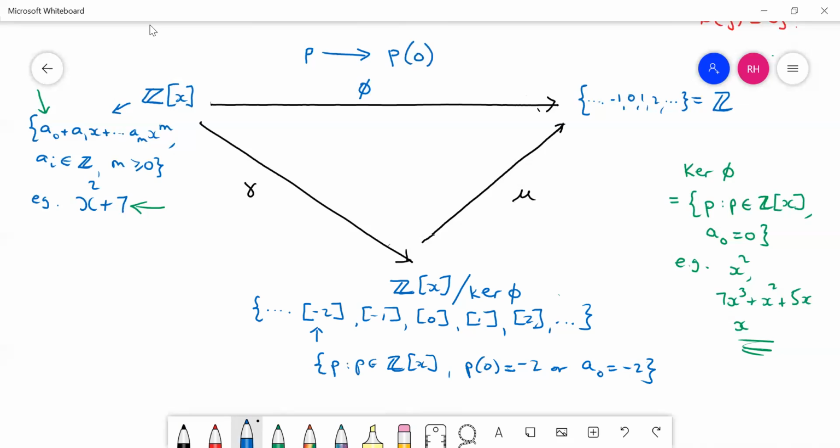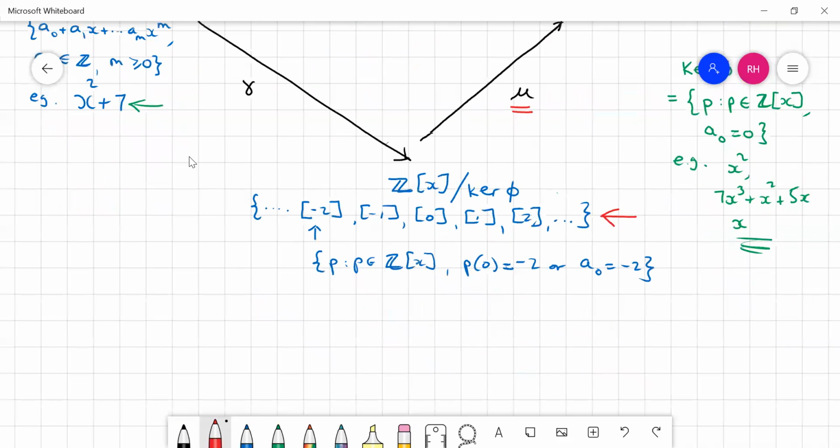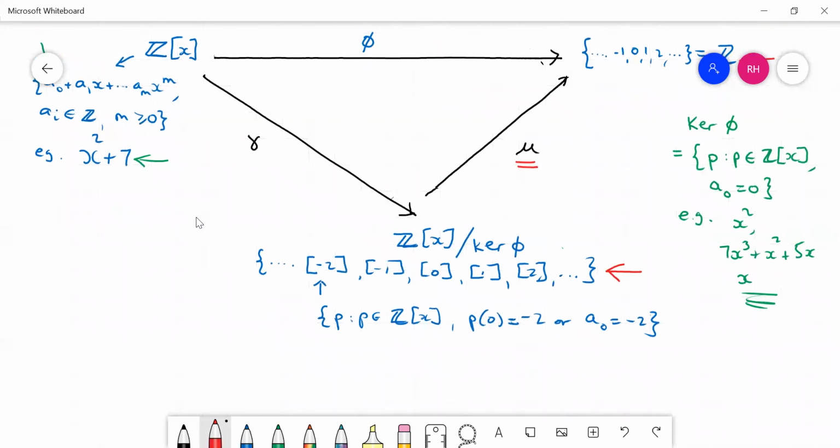Okay, so that's good. And what does the isomorphism theorem tell us? It tells us that there's some isomorphism mu between this set and this set. And I think you can see it's pretty obvious what that isomorphism is. So let's write it out. Mu goes from ZX quotiented out by the kernel of phi, and it goes this way, it goes to Z.